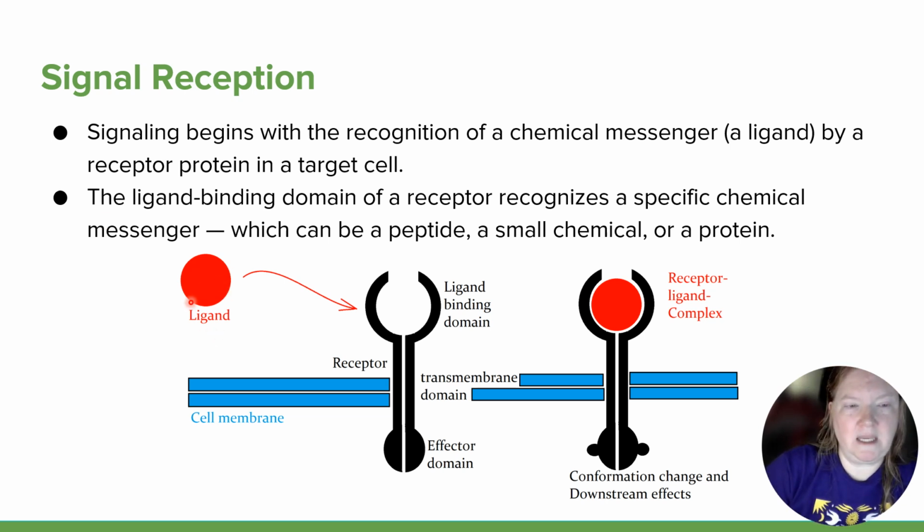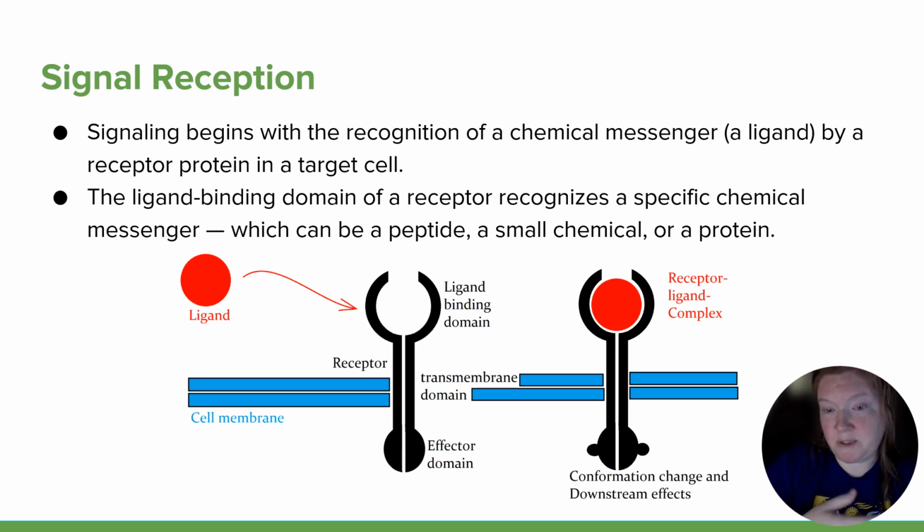So here we have the ligand coming over. Here's the area on that protein where the ligand can bind. Here's the receptor. And then here is the ligand bonded to the receptor. So that's the receptor ligand complex, just like we typically have the enzyme substrate complex.